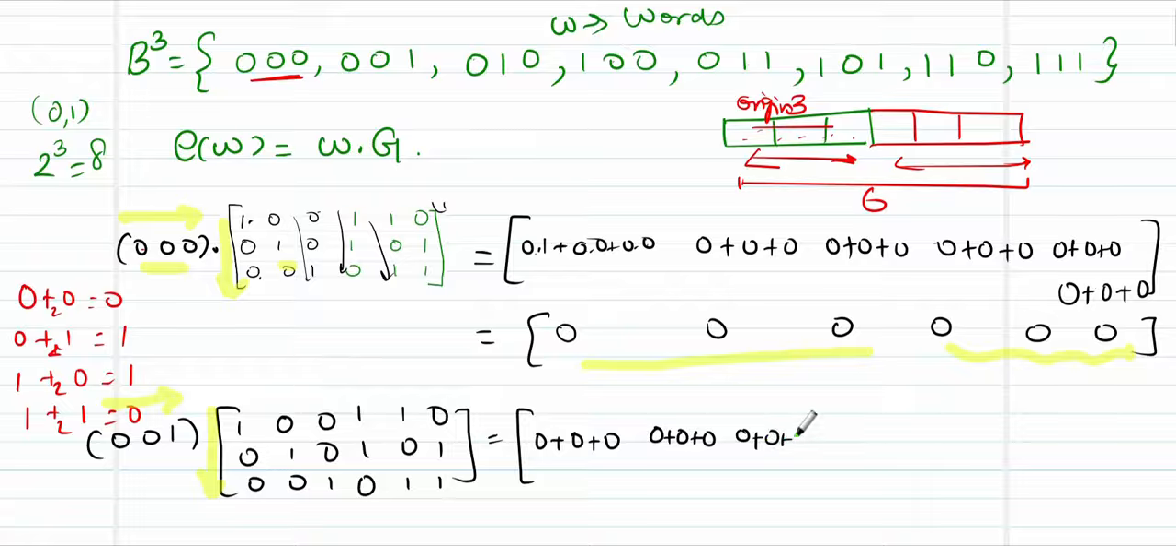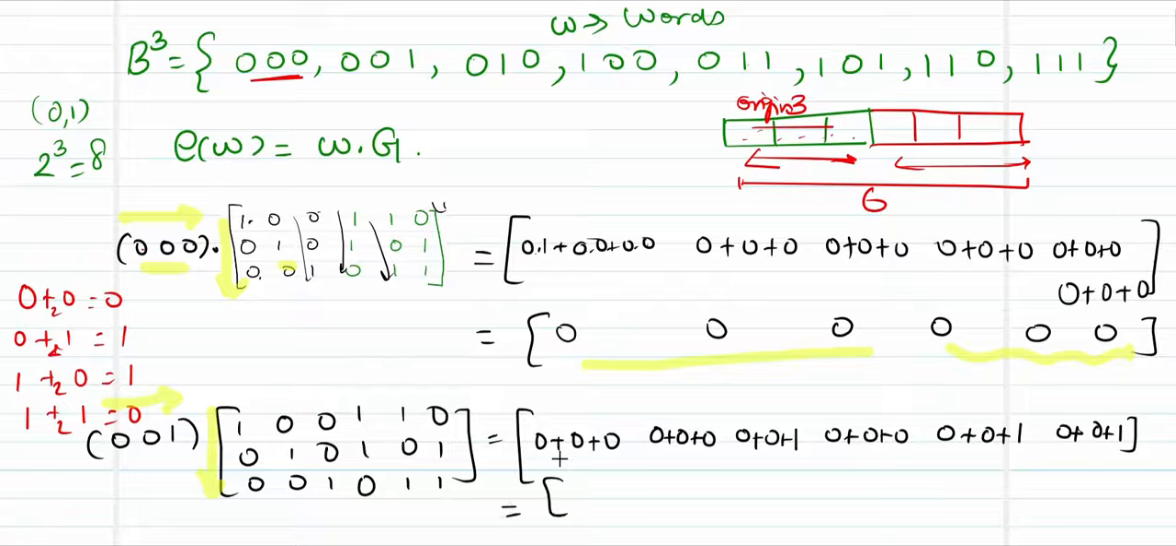Now I have 1 into 1, which makes it 1. The next element, 0 into 1, 0, 0 into 1, 0, 0 into 1, 0. Next element, 0 into 1, 0, 0 into 0, 0 and 1 into 1 is going to be 1. 0 into 0, 0, 0 into 1, 0, 1 into 1 is going to be 1. So now what do we have?